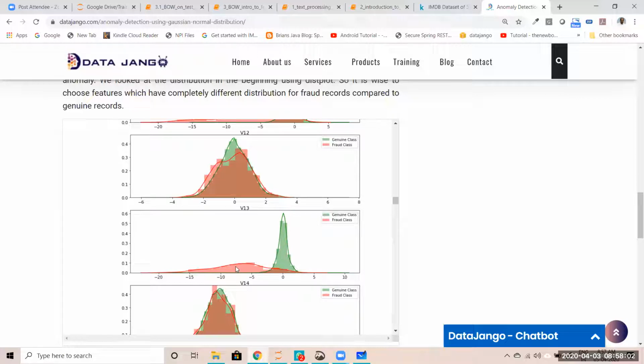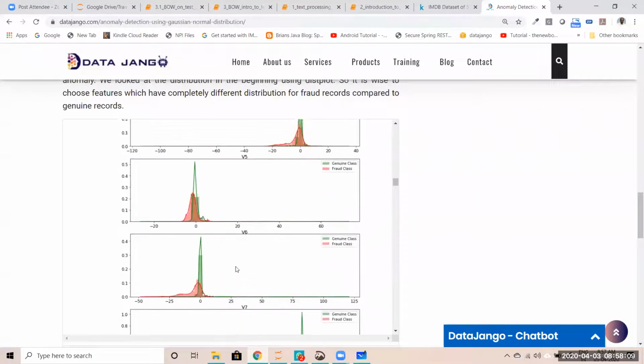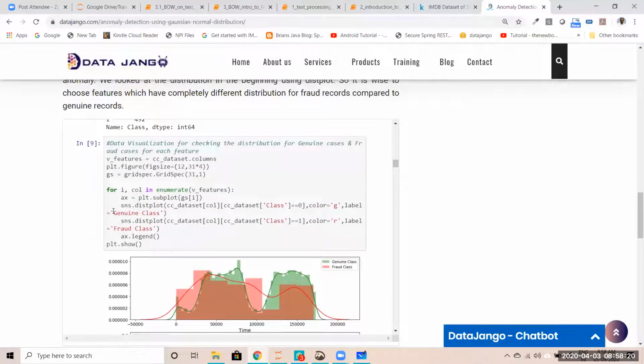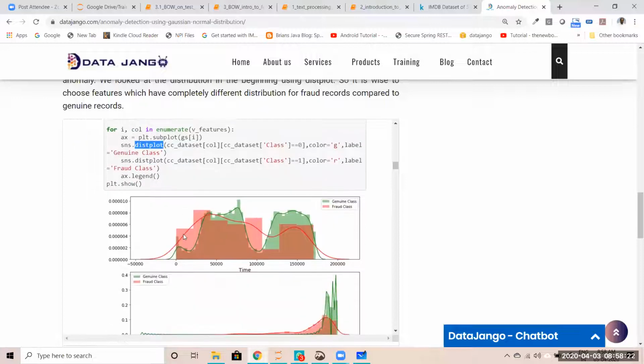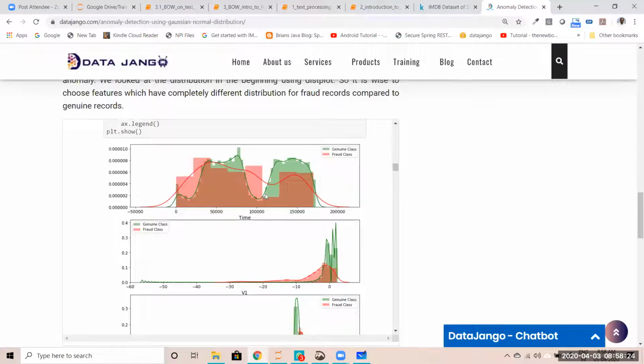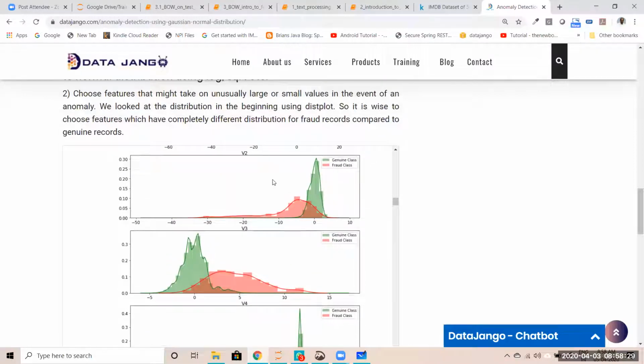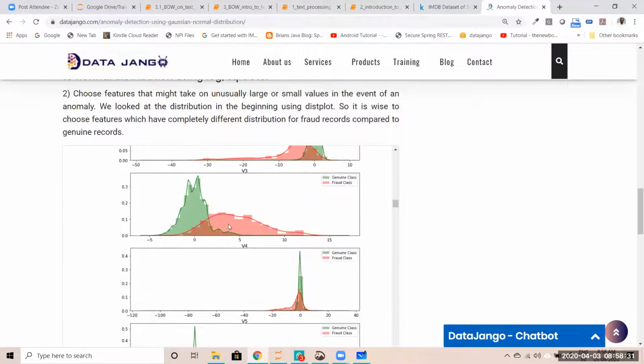Did you get the point? See these graphs. This is for the first column, and how many 0 records are there, how many 1 records are there, and how the distribution is. We are trying to understand the dist plot, so how many zeros, how many ones. If they are overlapping, that means there is not much difference in the data distribution.